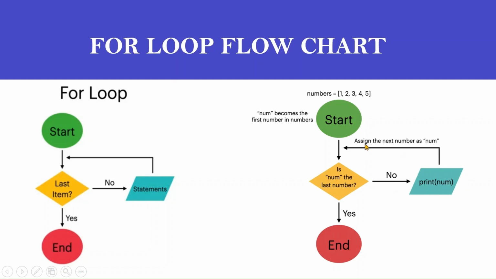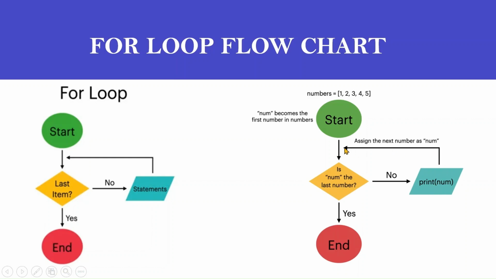And again you go back and assign the next number as num. So this 2 will be stored in num, and again it will check whether that particular 2 stored in num is the last number or not. It's no. Again you print that 2 value. Again you go for the third element, check, and 3 is printed. Again you take the fourth element, check whether it's the last number or not, then you print the 4.